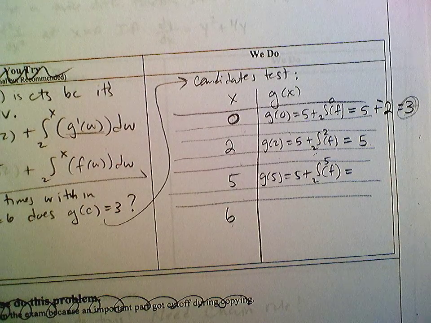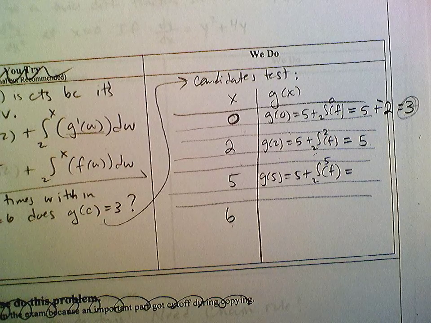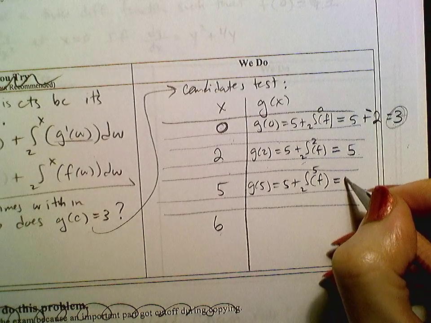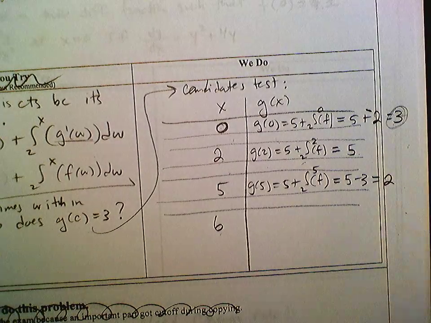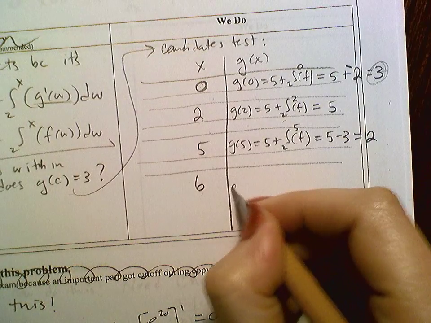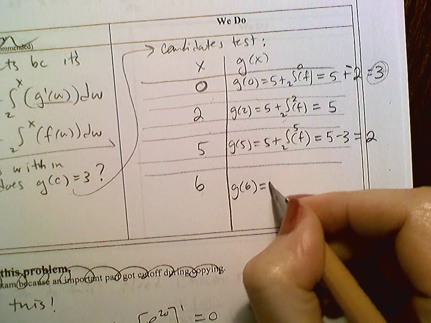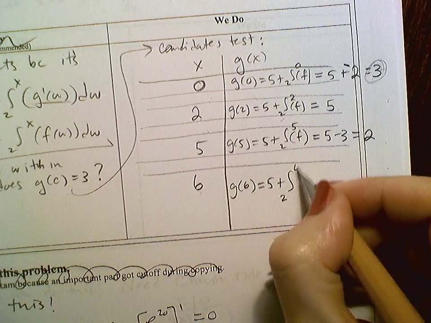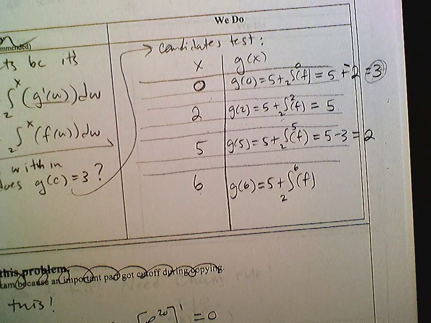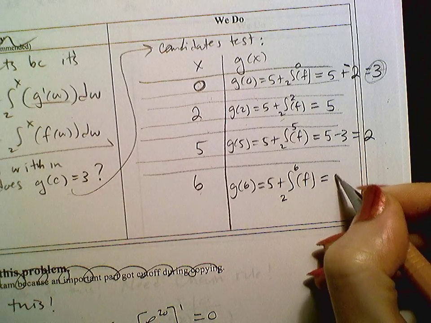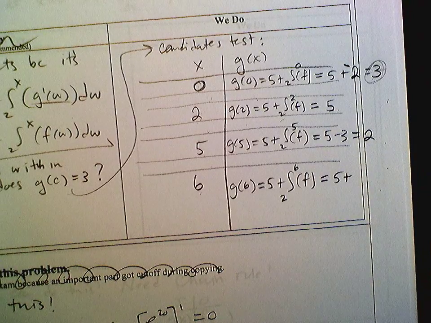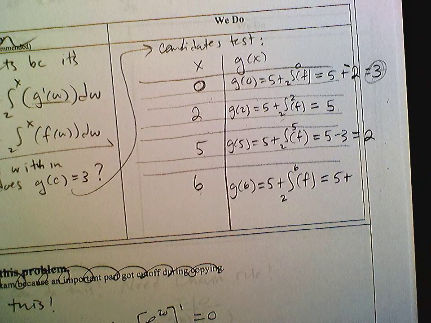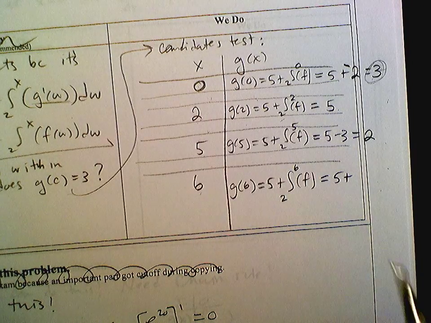Okay, so from 2 to 5, that is a triangle. So 1/2 base times height, and it's negative. It's a negative area, so that's 5 minus 3 equals 2. All right, and now 6. g of 6 equals the integral from 2 to 6 of f, equals 5 plus, okay, so that's -3, plus that other triangle is 2, so that's -1.